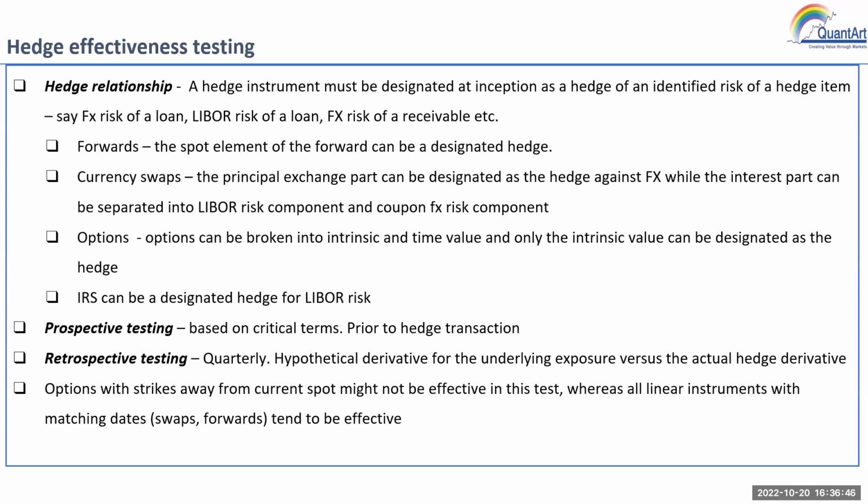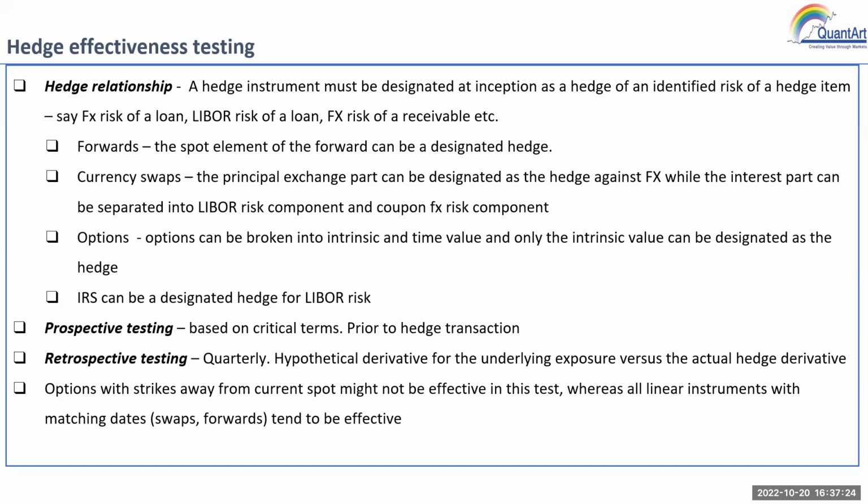And then third is retrospective testing: every quarter you have to prove that from the inception of the trade till that quarter end, what has been the change in the derivative hedge that you have done, and what has been the change in the underlying hedged item, and match those two and calculate the effectiveness, the fair value change in the hedge versus the underlying exposure. If that effectiveness is 100%, then you say that this hedge is 100% effective. If the effectiveness is 90%, then it is 90% effective, and so on. So the effectiveness testing has to be done every quarter.